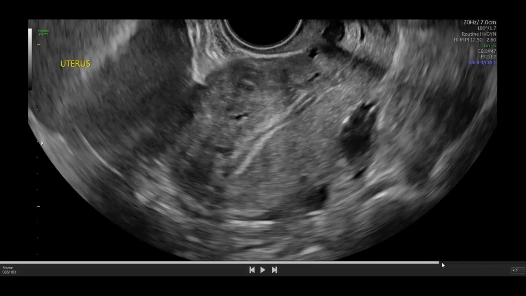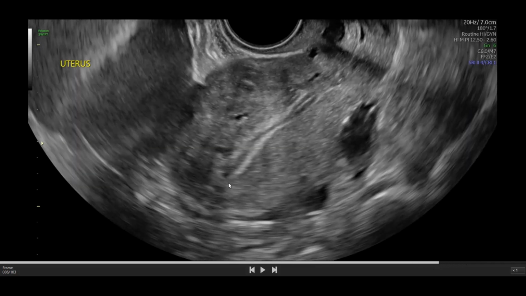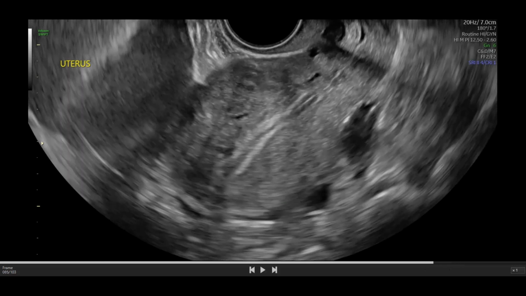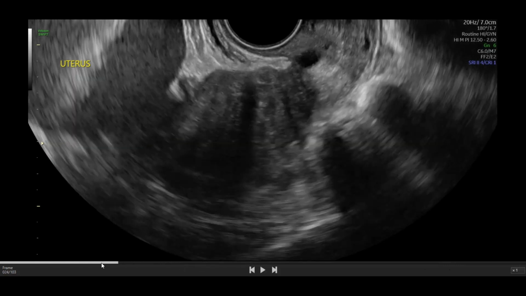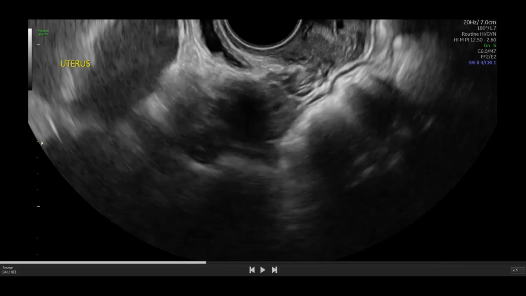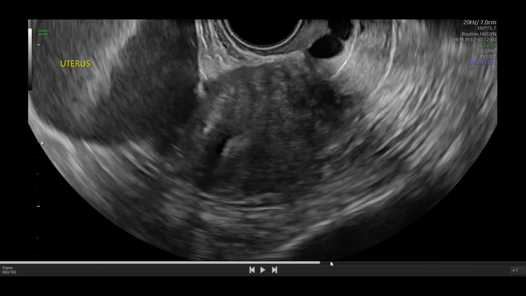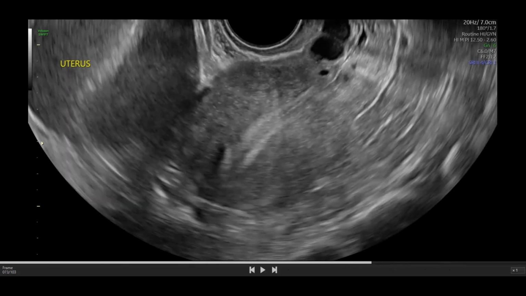Let's have a look as we scan through. It looks like it. It's not as anechoic as this one was, but I think that this is another myometrial cyst present. And this one's right at the junctional zone, whereas this one's a little bit further away from the junctional zone. So sweeping back to the beginning, scanning through. Sometimes that fan-shaped shadowing is much more clearly seen in movement than it is in still. So as we scan through, we see that fan-shaped shadowing really clear.